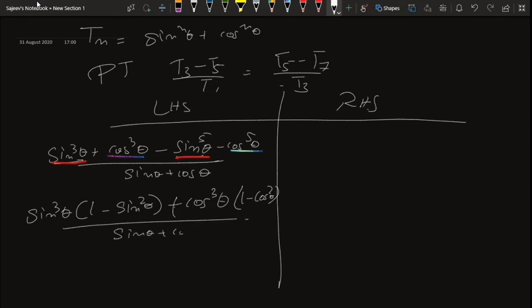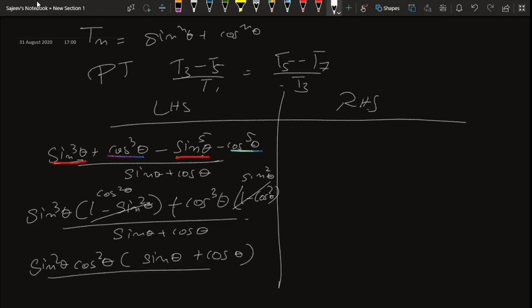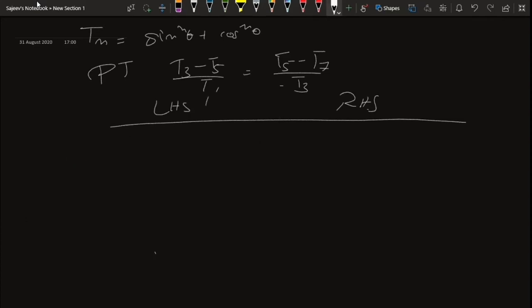Now what is 1 minus sin square theta? That's cos square theta. And what is 1 minus cos square theta? That's sin square theta. Good. So let me take what's common: sin square theta and cos square theta is common, right? So let me take sin square theta cos square theta common, and I'm left with (sin theta plus cos theta) divided by (sin theta plus cos theta). Those two cancel, and we get our entire LHS to be sin square theta cos square theta. So my LHS is sin square theta cos square theta.